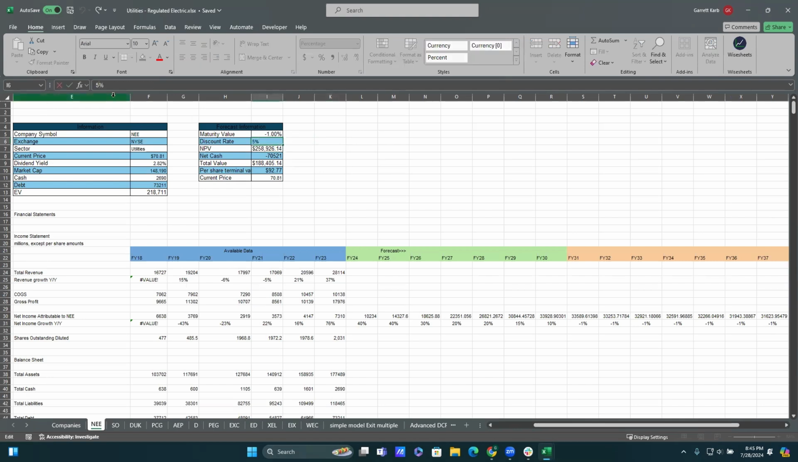Now remember that when we change our discount rate, it's going to affect your per share terminal value, or your net present value, because you're losing more money over time. It's assuming that there's more risk and the inflation rate is higher. So let's set that back to 5%. All right, so we got that discount rate, and I explained the net present value.